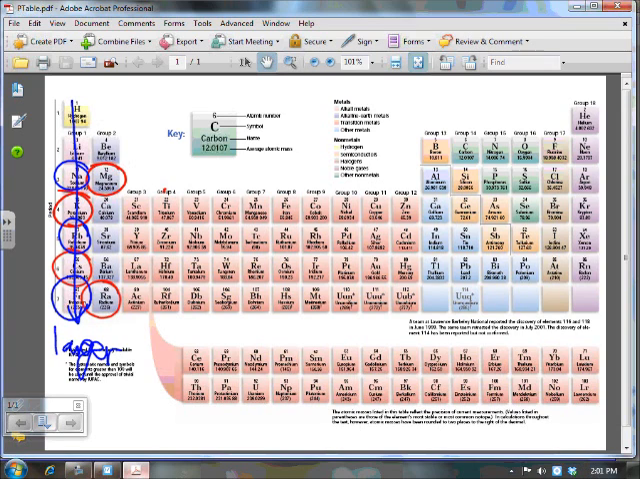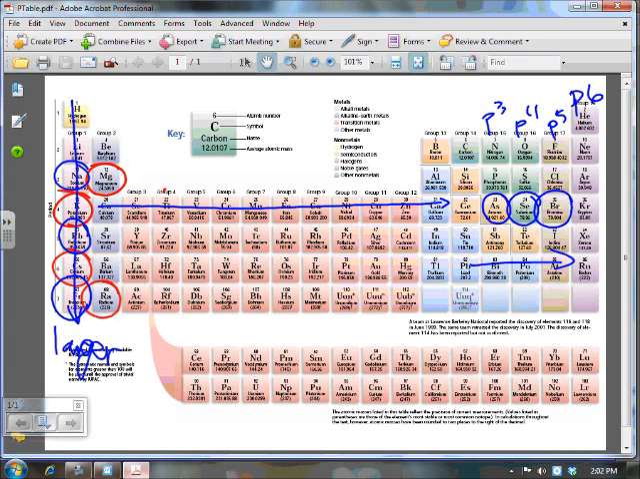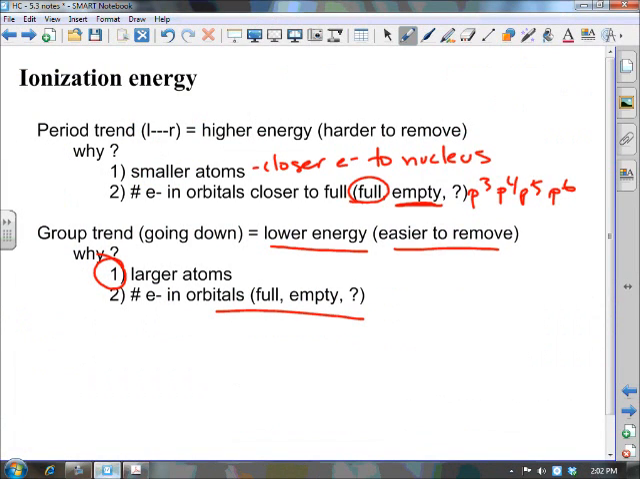Now as we go across a row, the atoms are getting smaller, and we're getting closer to P6. So arsenic, it's going to be a little bit easier to take one away from arsenic than selenium. Arsenic's a little bit larger, and it's a P3 compared to a P4. Selenium is going to be a little bit easier to take one away from than bromine. Why? Selenium's a little larger, and it's a P4 compared to a P5, and so on. So we have those comparisons that we can make based upon their position on the periodic table.